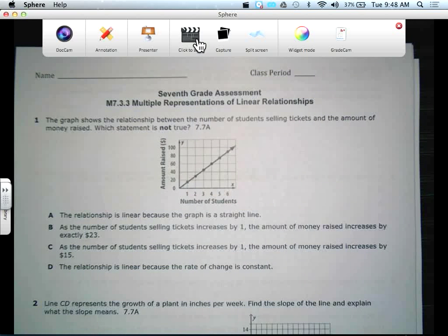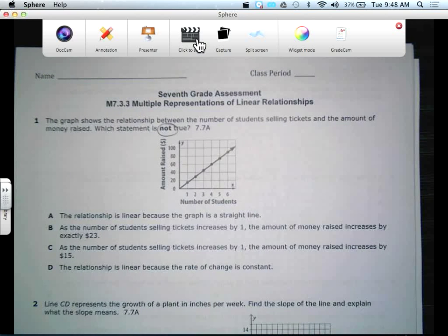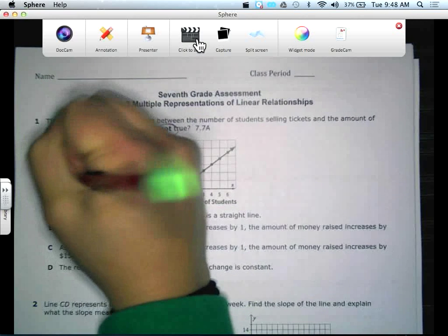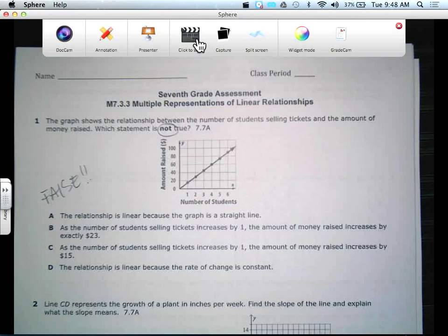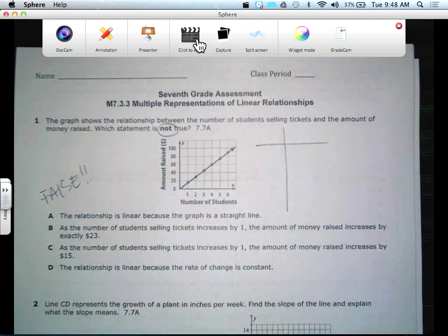The first thing that I notice is it says which statement is not true. That means I'm looking for something that is a false statement. I like to write that down so that I don't forget. I also see that this is a graph, and sometimes graphs aren't my best friend, so I'm going to go ahead and draw a table on the side, and I'm going to write out some of these points.